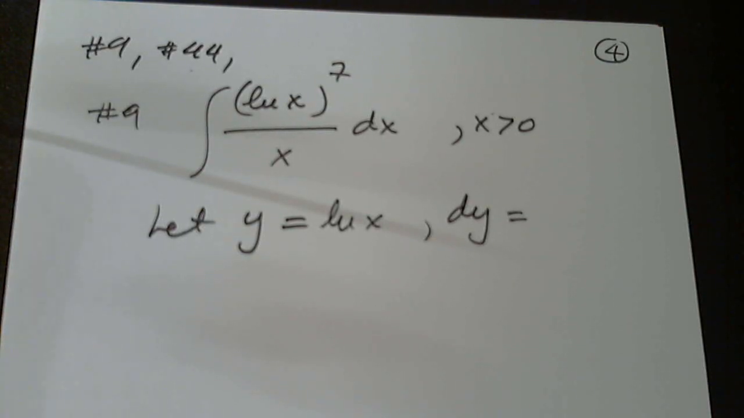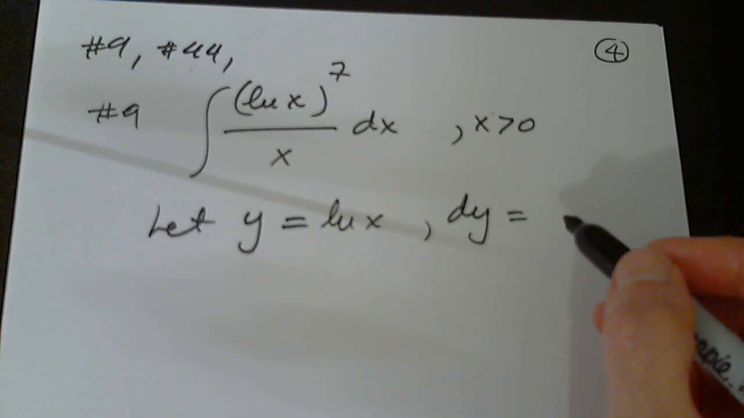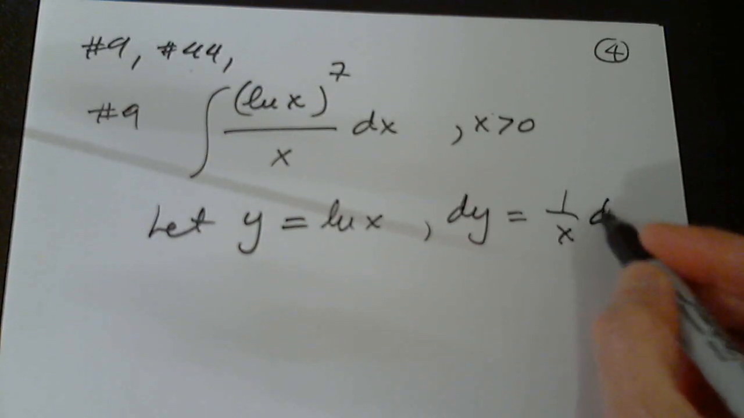Would it be 1 over x? The differential. You only gave me the derivative. We need the differential, not the derivative. Anybody try again? So it's 1 over x dx.